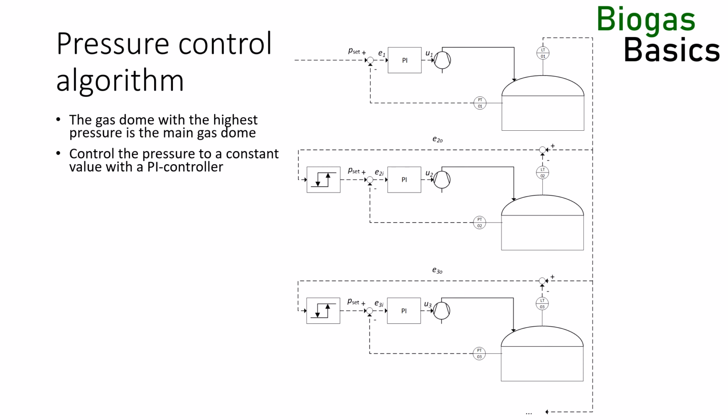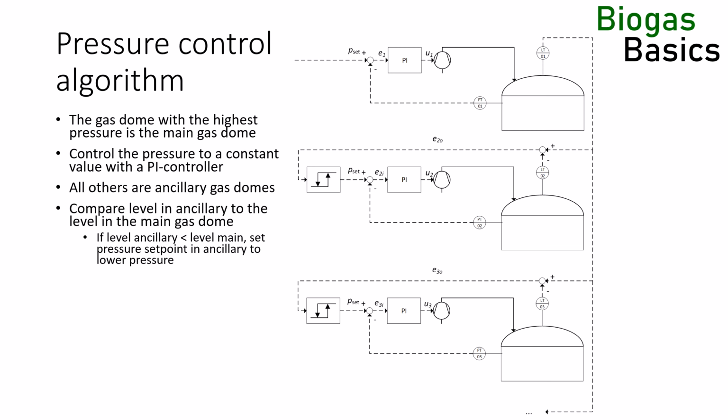Control the pressure in each other gas dome, which we term ancillary gas dome, with a bang-bang or two-point controller, so that if the level in the ancillary gas dome is lower than the level in the main gas dome minus a hysteresis, the pressure in the ancillary gas dome is at its lower pressure set point. This lowers the pressure in the ancillary gas dome slightly, and lets gas flow from the main gas dome into the ancillary gas dome, equalizing the two levels.